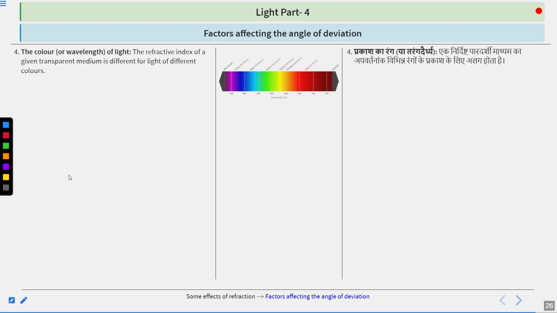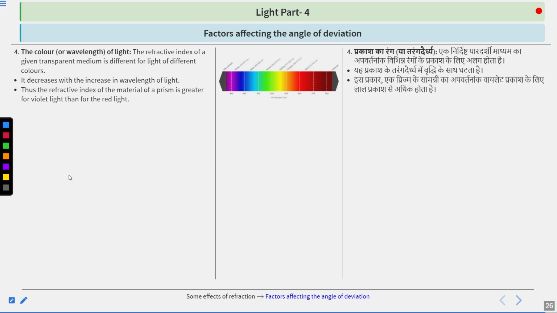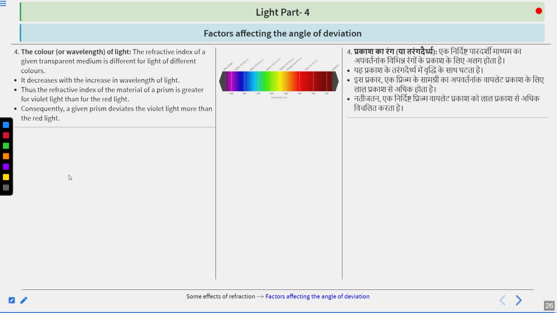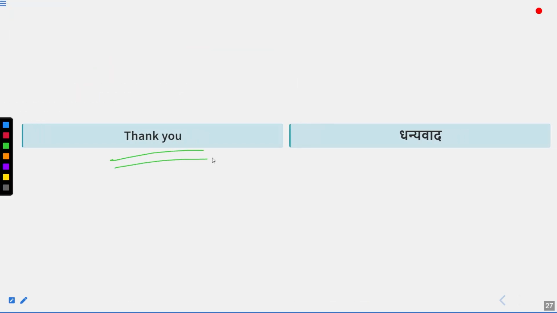The color or wavelength of light. The refractive index of a given transparent medium is different for light of different colors. It decreases with increase in wavelength of light. So if the light wavelength is increasing, the refractive index will decrease. If the light wavelength is decreasing, the refractive index will increase. Thus, the refractive index of the material of a prism is greater for violet light than for red light. Consequently, a given prism deviates the violet light more than the red light because of the refractive index. So here we have finished this part.